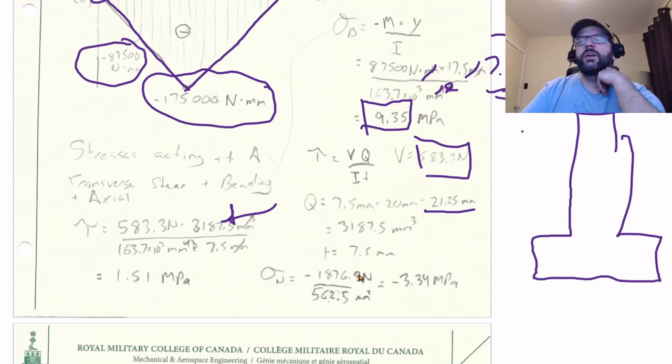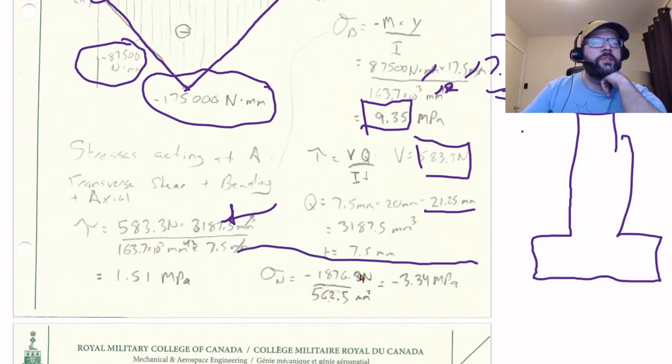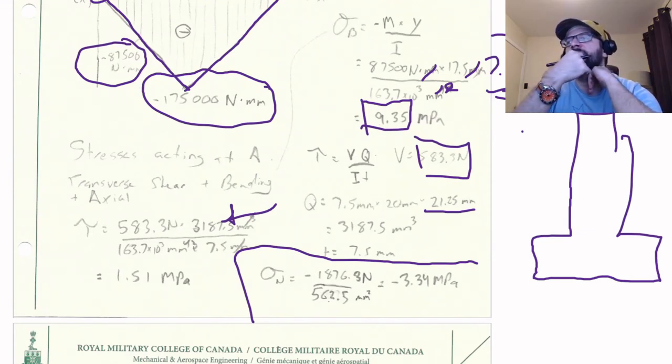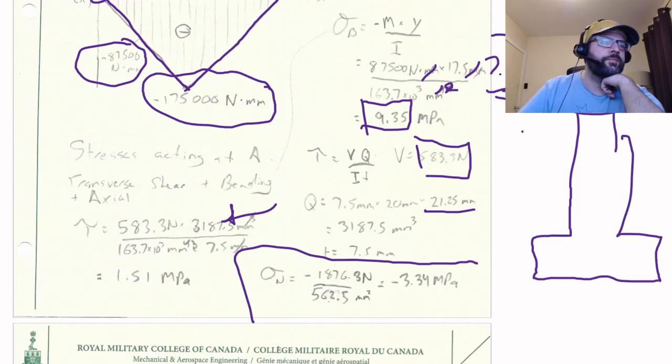So next up, our normal stress. Our normal stress is just the load divided by the area. It's a compressive load in this instance, so it's a negative value. So negative 1,876.3 newtons divided by 562.5 millimeters squared gives us negative 3.34 megapascals.